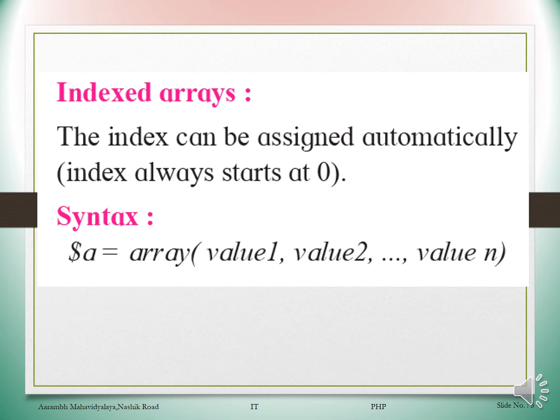The index can be assigned automatically to the array, and that type of arrays are known as the indexed array. You know that indexed array always starts with 0. Its example is $A. Dollar is used to declare the variable. Here this A is the name of the array, sorry, not of the variable. This A is the name of the array, equal to array of value 1, comma value 2, comma dash dash dash up to value n. You can define here multiple values separated by comma.